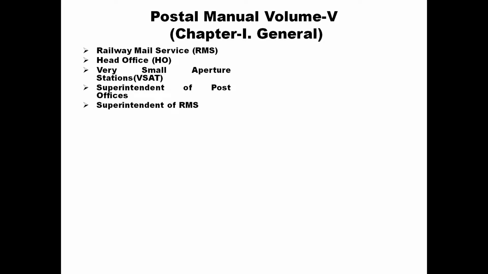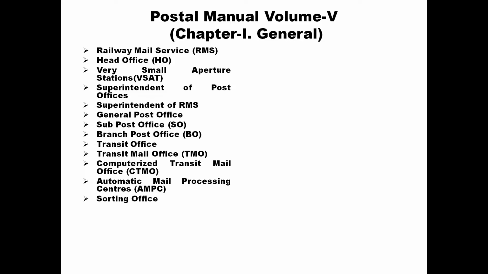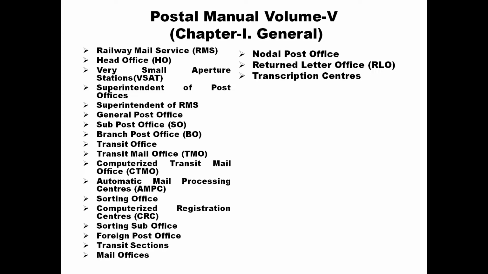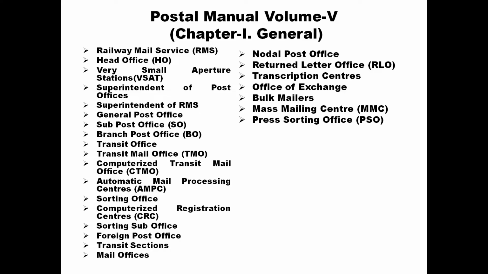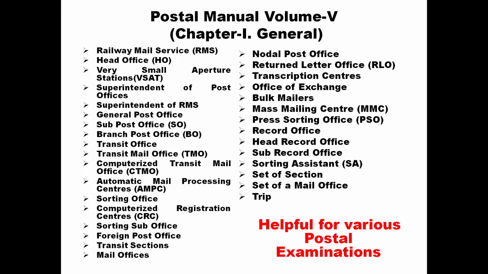Offices, Superintendent of RMS, General Post Office, Sub Post Office, Branch Post Office, Transit Office, Transit Mail Office, Computerized Transit Mail Office, Automatic Mail Processing Centres, Sorting Office, Computerized Registration Centres, Sorting Sub Office, Foreign Post Office, Transit Sections, Mail Offices, Nodal Post Office, Return Letter Office, Transcription Centres, Office of Exchange, Bulk Mailers, Mass Mailing Center, Press Sorting Office, Record Office, Head Record Office, Sub Record Office, Sorting Assistant, Set of Section, Set of Mail Office, and last one, Trip. Now we will see one by one here.